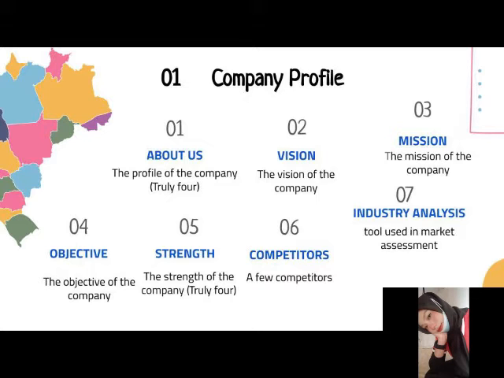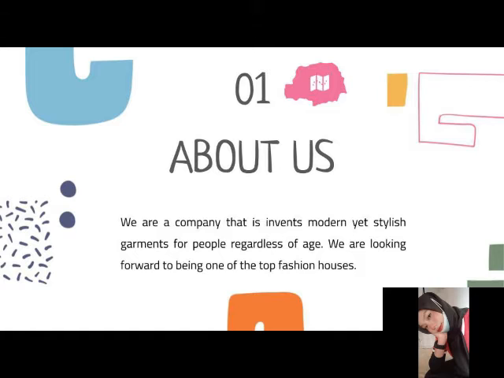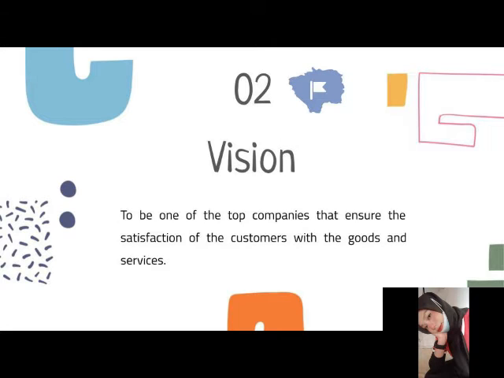So, let's go to the first category, which is about us. Our company is truly for. We are a company that invents modern yet stylish garments for people regardless of age. We are looking forward to being one of the top fashion houses. The second category is vision. Our company vision is to be one of the top companies that ensure the satisfaction of the customers with the goods and services.